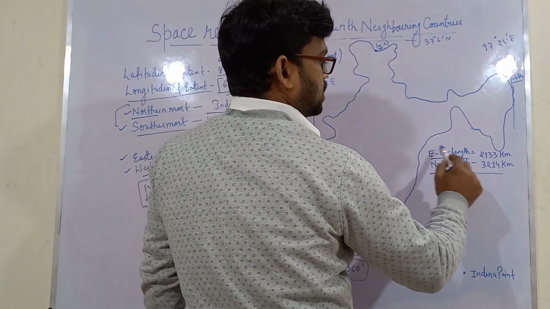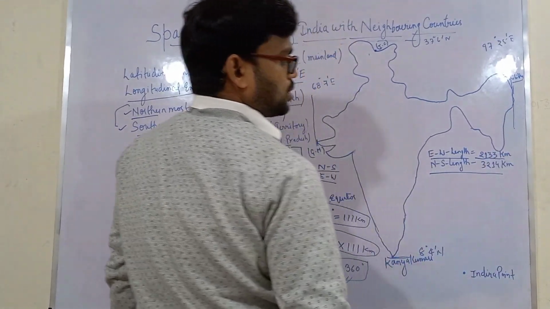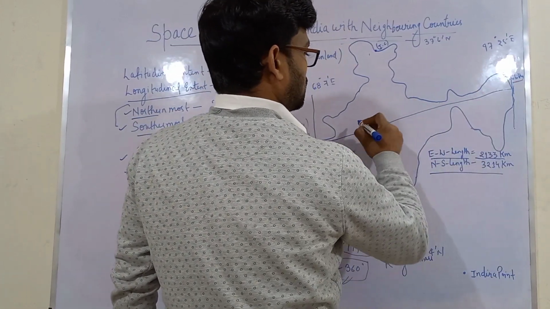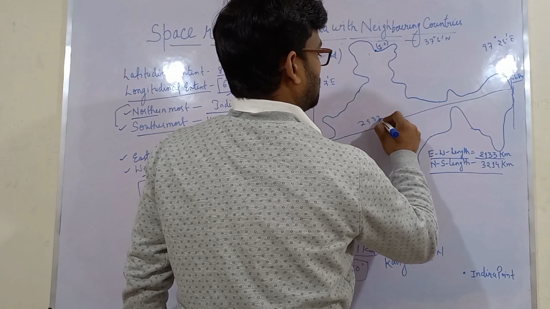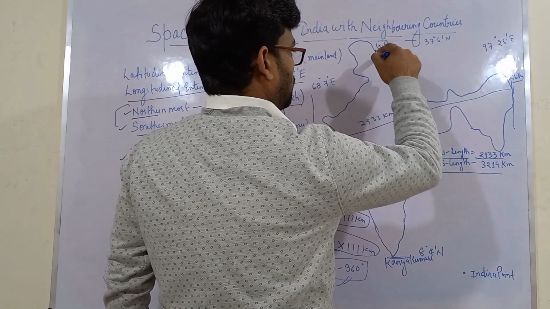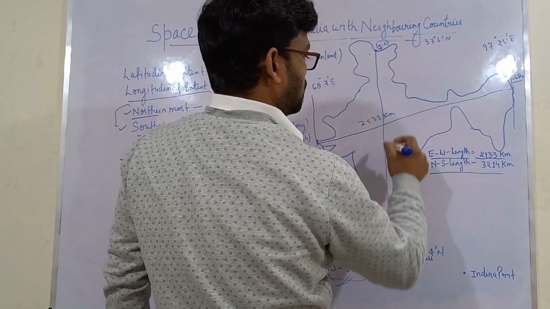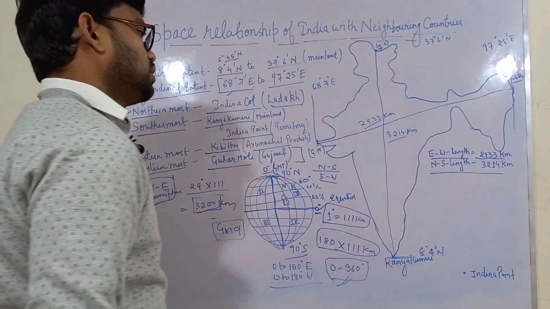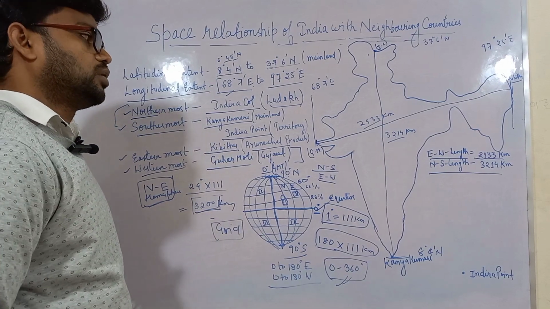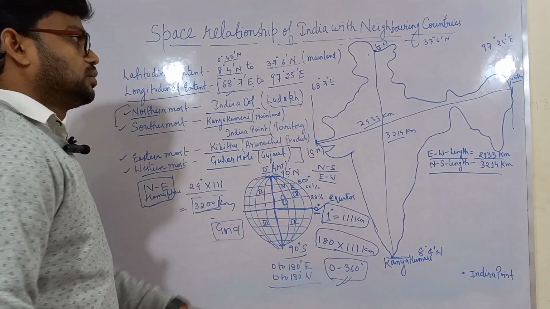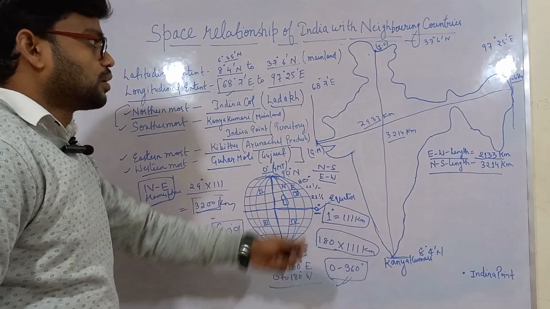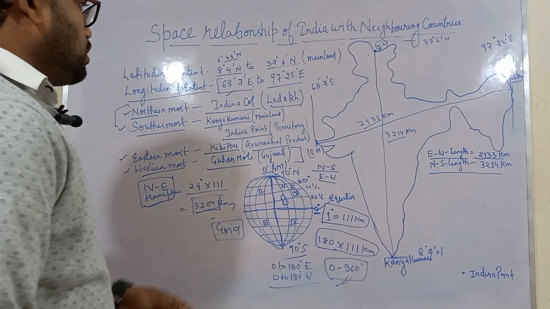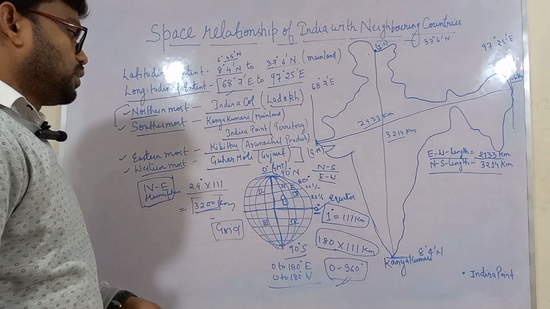Now, east-west length of India is 2933 kilometers. Means from here, Guhar Moti to Kibithu, this length is 2933 kilometers. And remember this, from north to south, this length is 3214 kilometers. Remember this fact. These may be asked in one-day examination or also in interview. They can ask you about these facts. So remember this, the north-south extent of India and east-west extent of India. If you are clear with this, we are moving to our next heading.